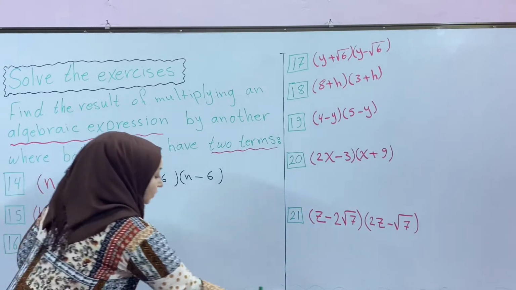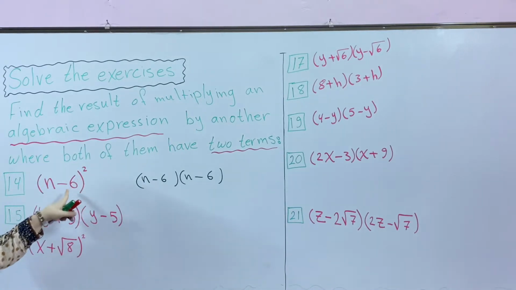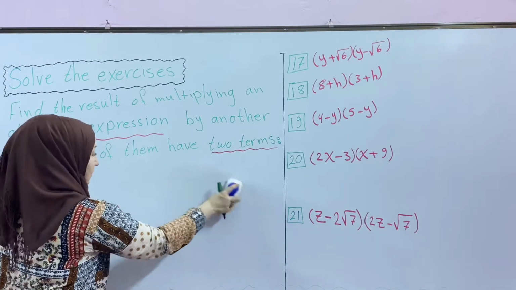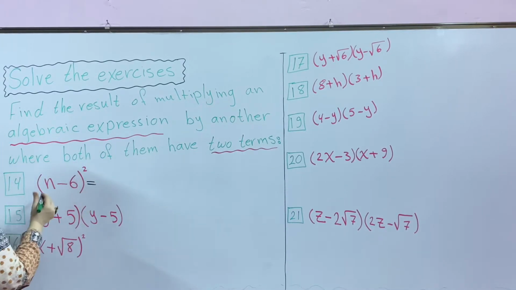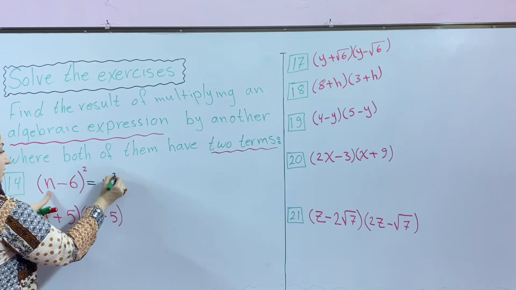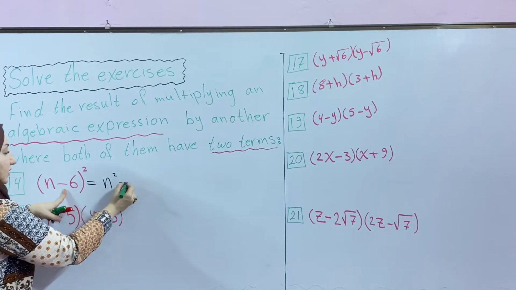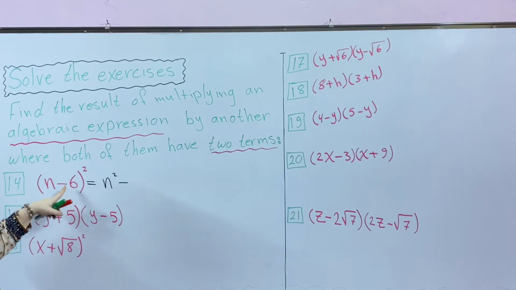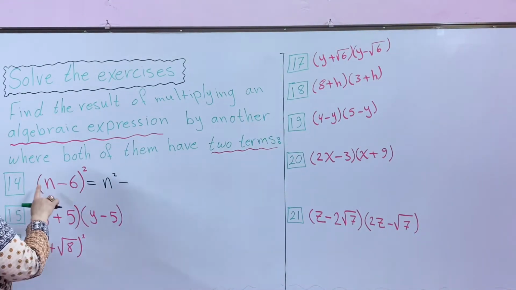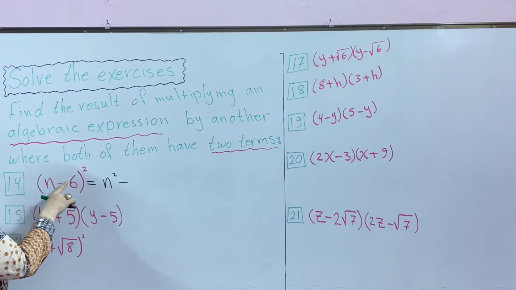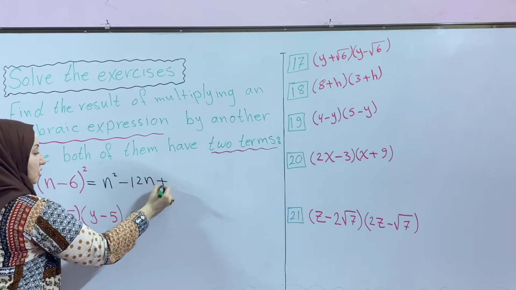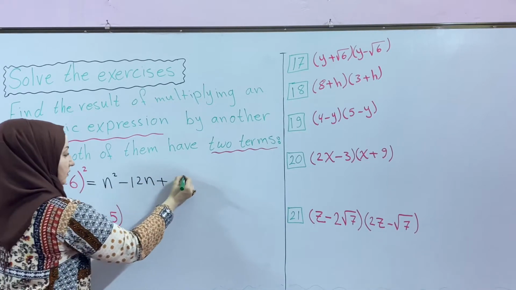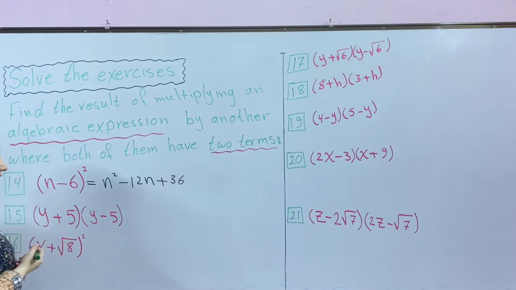But we have a law to find the perfect square, so we will solve it as a perfect square. That means the square of the first term, the sign of the middle, 2 times the first term times the second term. 2 times n times 6 is 12n, plus the square of the second term, which will be 36. This is the result of number 14.